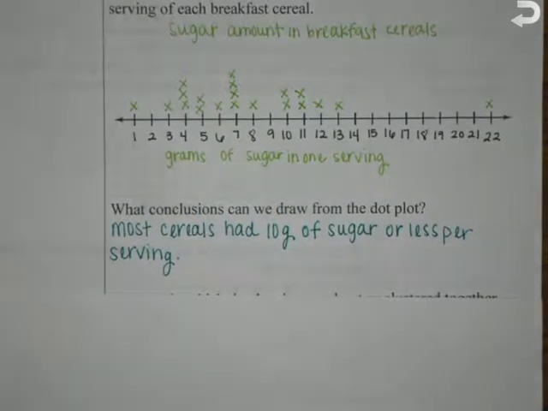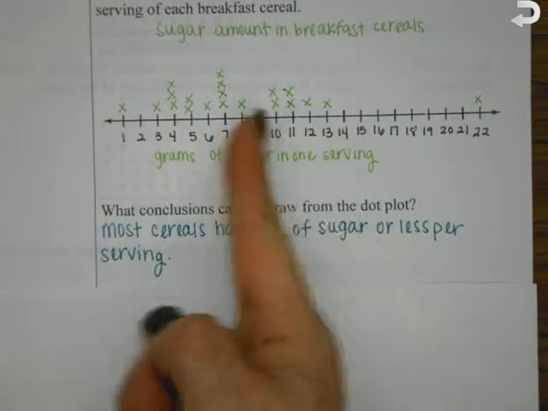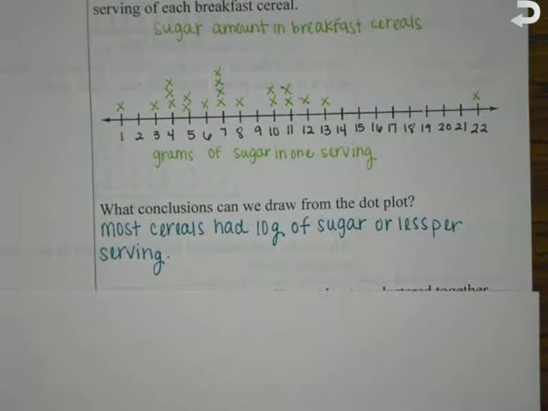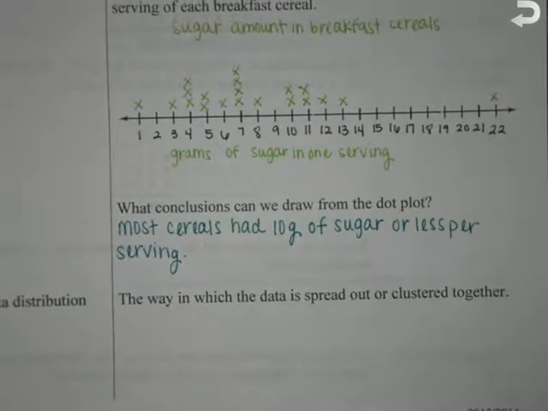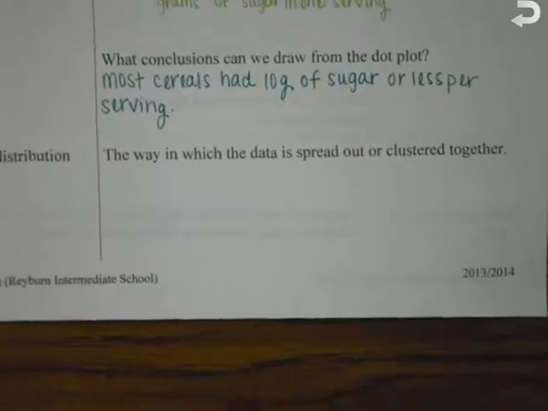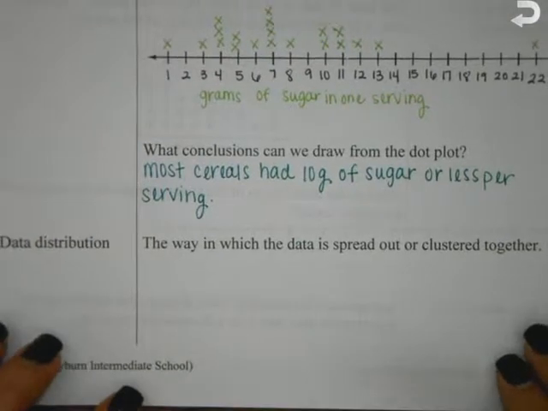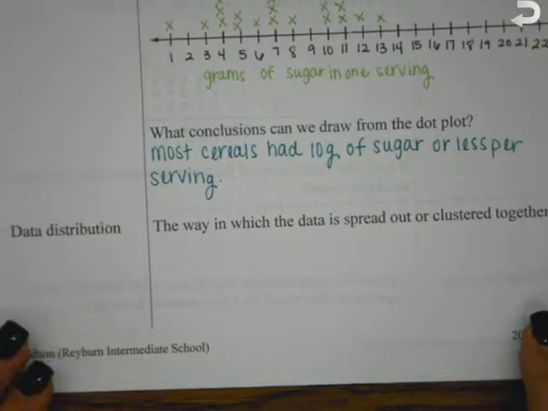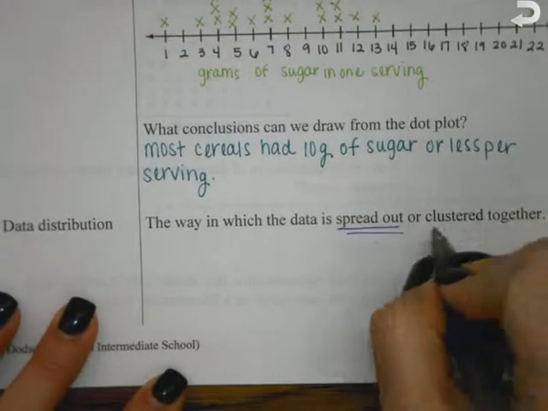So if you guys notice, a lot of our concentration, if we were to cut the graph kind of in the middle, most of the grams of sugar that each cereal had lied on the left-hand side, right? We call this a data distribution. So data distribution is the way in which data is spread out, or in some cases it can be clustered together. Okay? So if you look at our dot plot, ours are mostly clustered together, not as spread out. Okay? So definition of data distribution is the way in which the data is either spread out or clustered together.